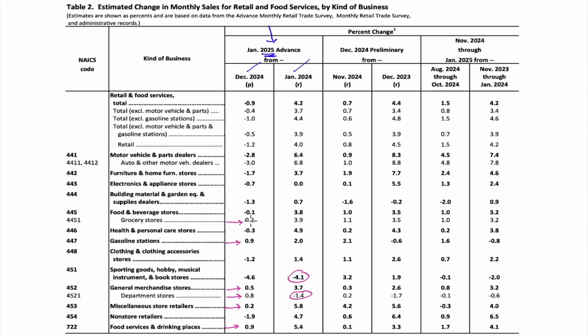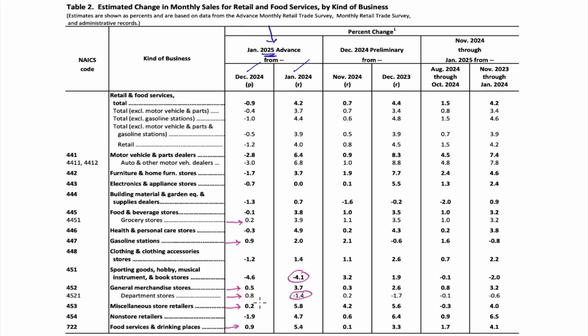Grocery stores, month over month up 0.2. Gasoline stations up 0.9. Two things that you really don't want to see, right? You want to see those negatives. So right away, as far as the consumer goes, that's not really a positive. General merchandise stores, 0.5. Department stores were 0.8.